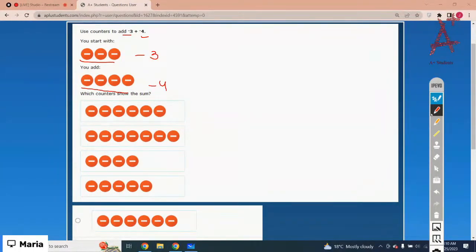Got it? And when we add two negative numbers, negative 3 and negative 4, they make a negative number, that would be negative 7. When both the numbers have the same signs, you just have to add them and put the sign of the number. Both the numbers are negative, so the answer must be negative. So the correct option is the one that has the 7 negative counters. 1, 2, 3, 4, 5, 6, 7. Yes, that would be the correct option, the one with the negative 7 counters. Got it?